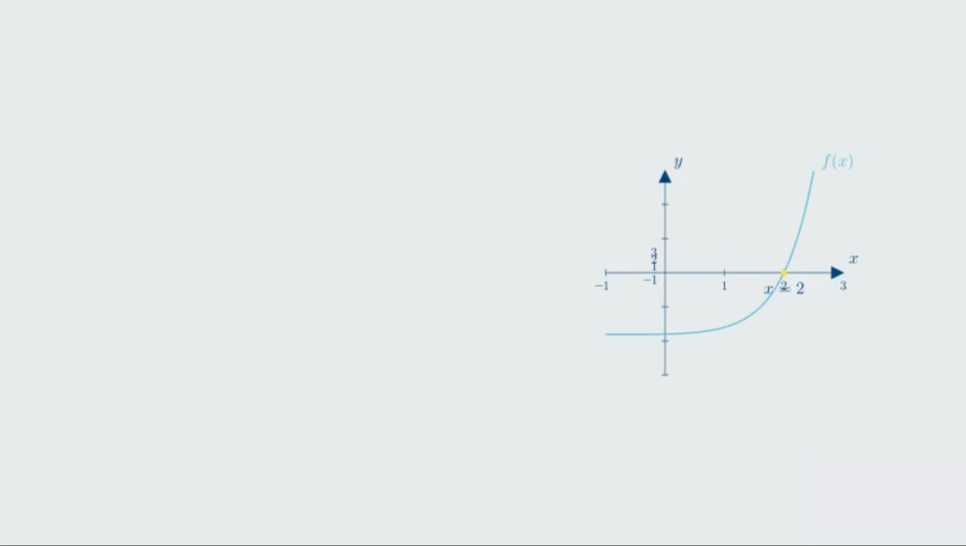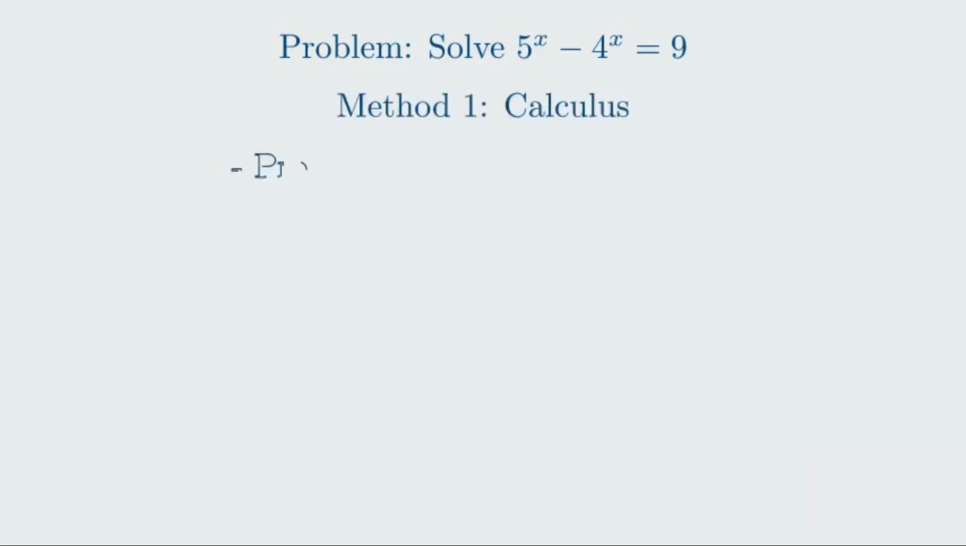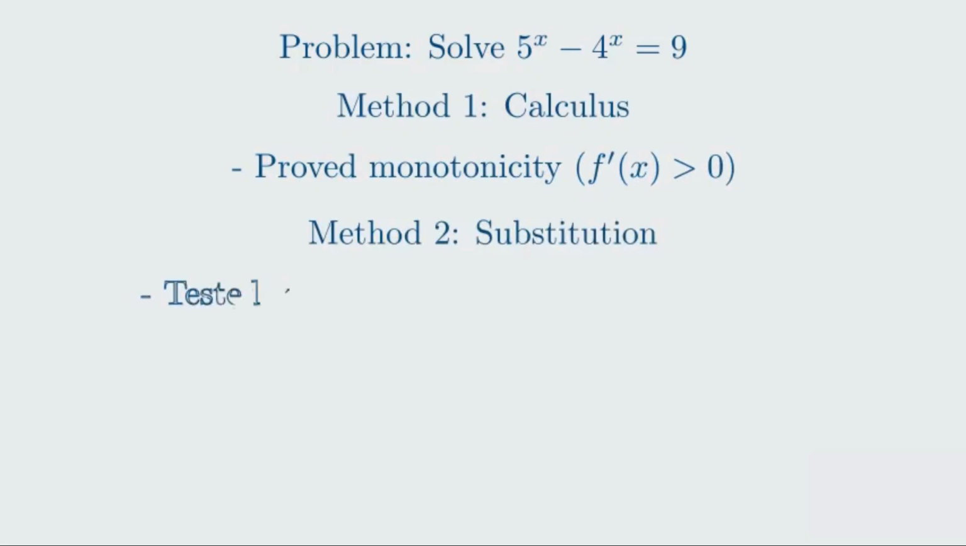Let's quickly recap what we've accomplished and what we've learned today. We began with a seemingly complex problem, 5 to the x minus 4 to the x equals 9, which couldn't be solved with basic algebra or logarithms. You learned a powerful two-step method to tackle these types of transcendental equations. First, we used calculus to show that the related function, f of x, is monotonic, which guaranteed the existence of at most one solution. Second, armed with the knowledge that our answer was unique, we used simple substitution to find the answer. x equals 2.